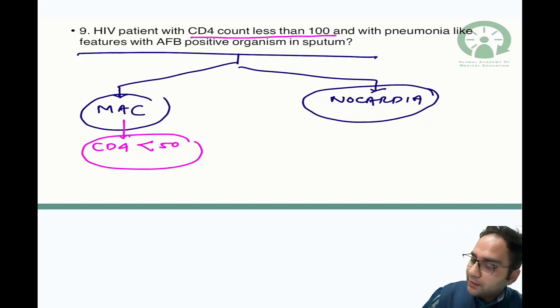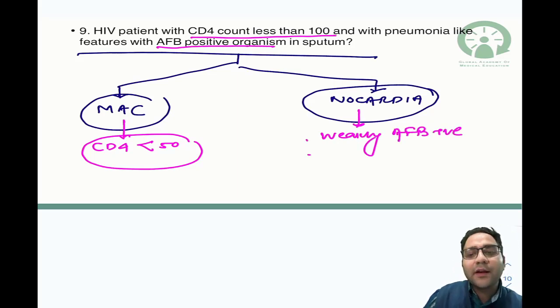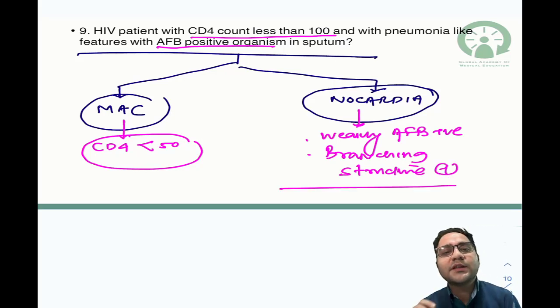Along with that, AFB positive organism: nocardia is weakly AFB positive, and what you can get is a branching structure in the sputum. If you get a branching structure in the sputum, the answer would be nocardia. So two points here: one, presence of a branching structure, and the other is the CD4 count. MAC would have been preferred if the CD4 count were less than 50. So the answer here would be nocardia.